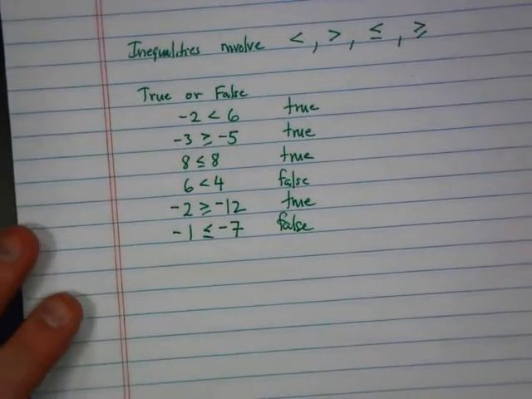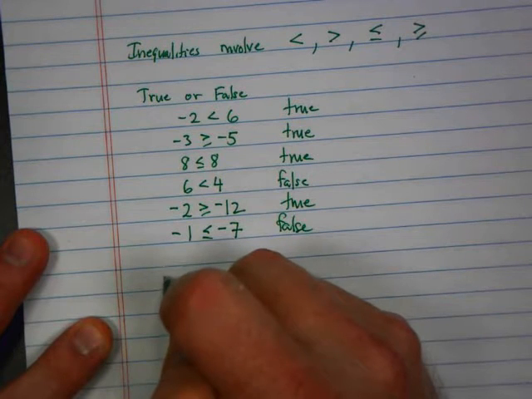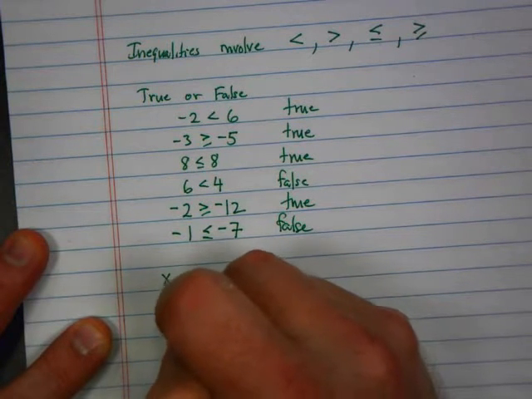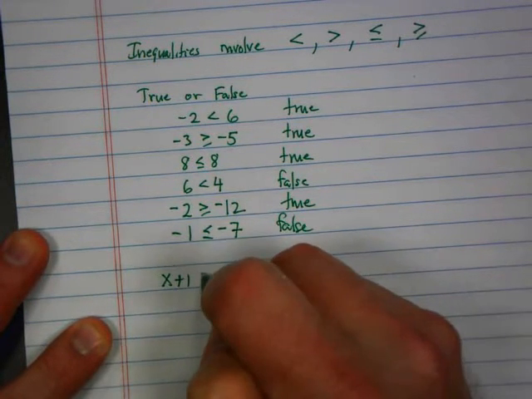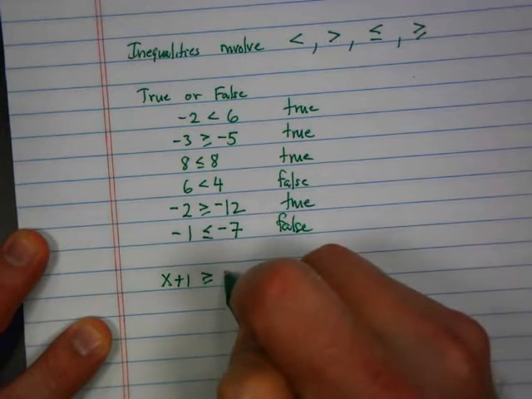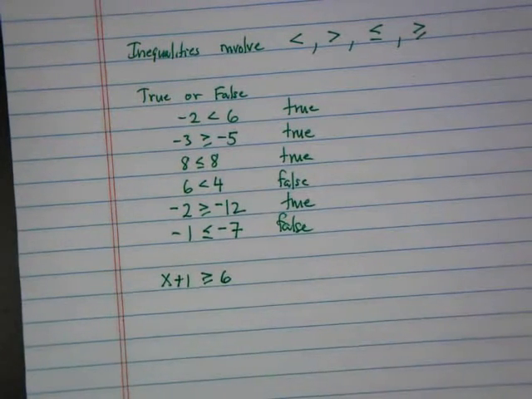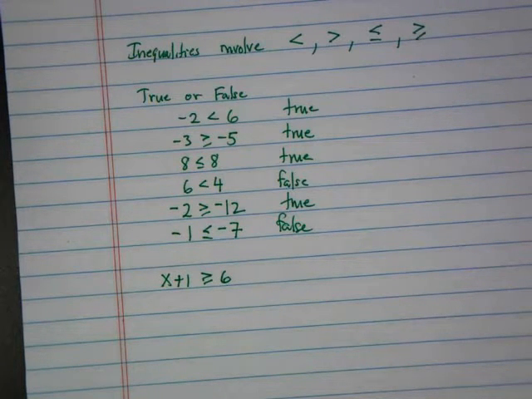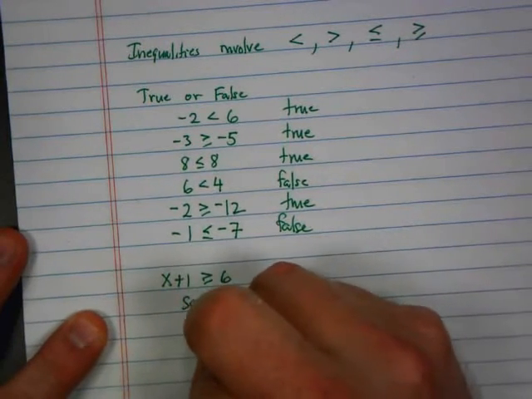Okay, now, if I give you x plus 1 greater than or equal to 6, give me some numbers that would make that true. 5 would make that true. Why would 5 make that true? Because 5 plus 1 would be 6, and 6 would be equal to 6. So, some solutions.